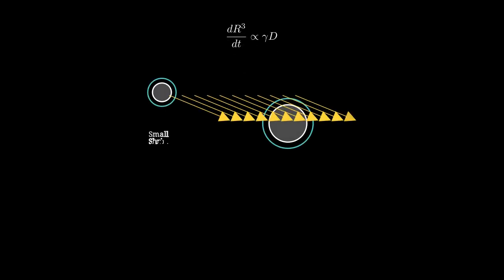Gas molecules, shown as yellow arrows, diffuse from the small high-pressure droplet to the large low-pressure one, causing the small to shrink and the large to grow.